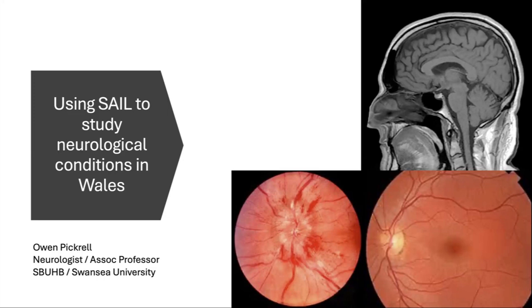This can happen in the first condition I'm going to talk about, idiopathic intracranial hypertension. Idiopathic means it just happens, intracranial means in the head, and hypertension, raised pressure. So if you get this condition, the pressure of your spinal fluid increases, and it can threaten your vision because of this pressure on the optic nerve. So we set about to look at this condition.